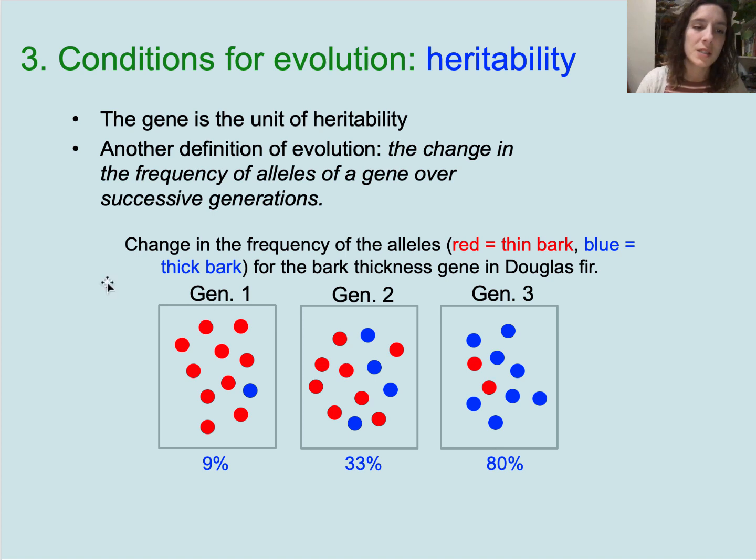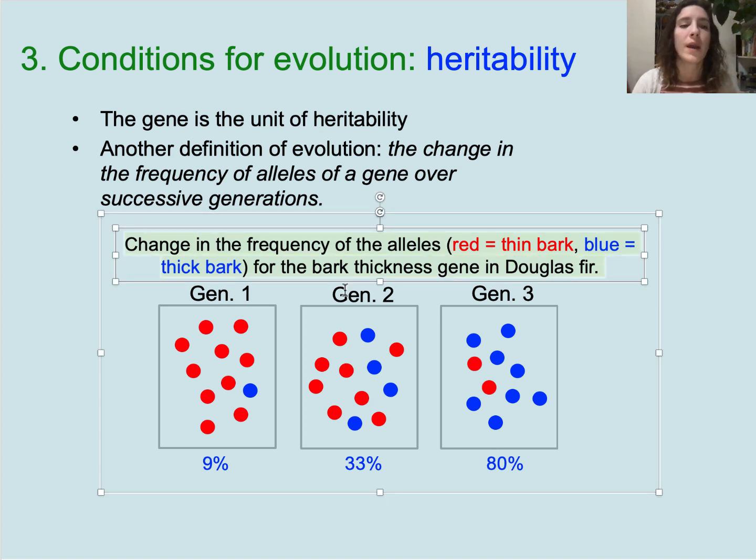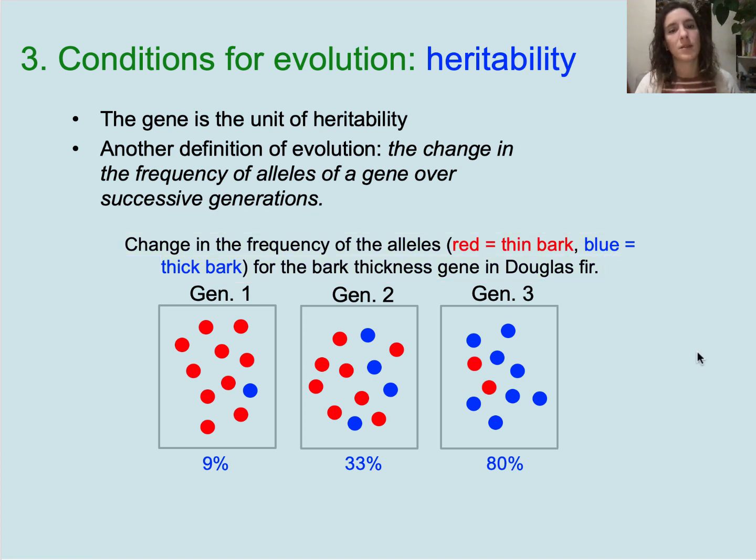Now in this example, the red is thin bark and the blue is thick bark, say in a Douglas fir. So imagine some gene that's coding for bark thickness. Maybe it's producing a protein that makes bark thick. Well, over time, apparently thick bark is beneficial to these organisms, because it is becoming more frequent in the population. So we can hypothesize that it might be beneficial. So let's see what's going on in the next slide.